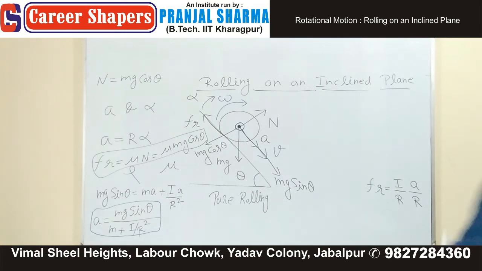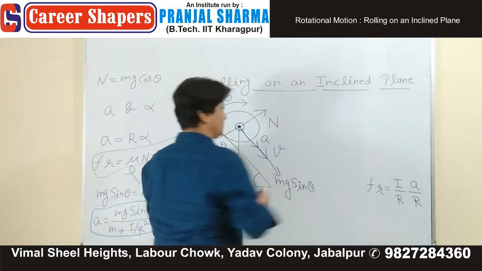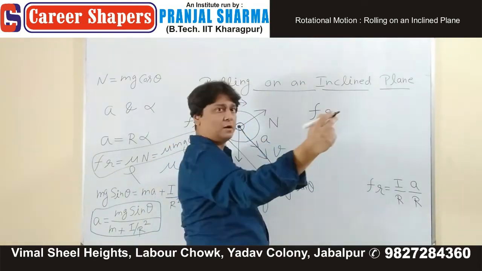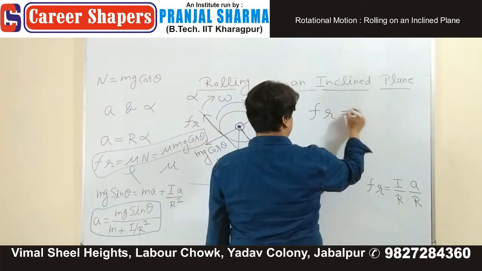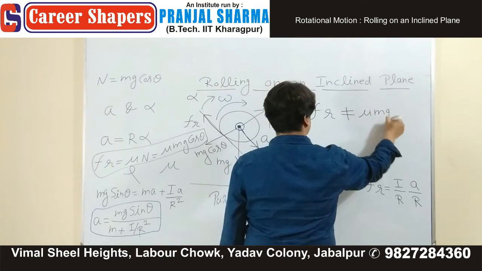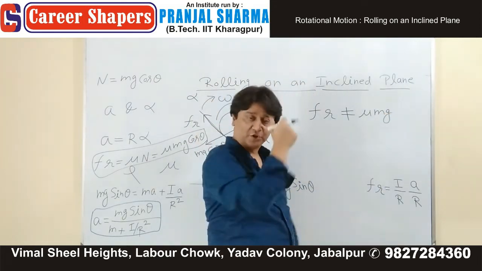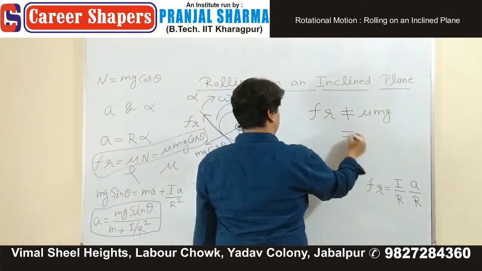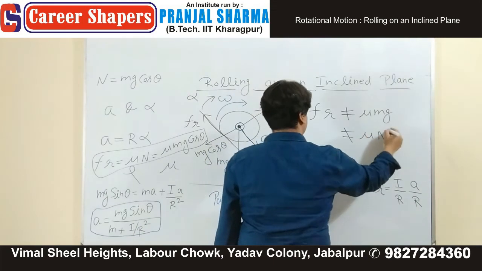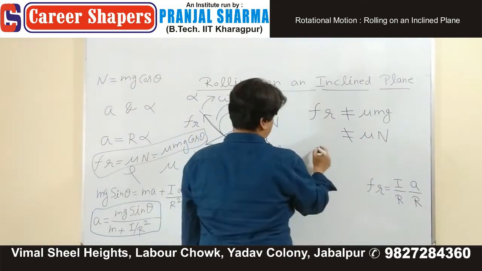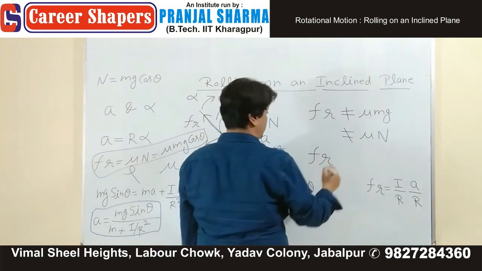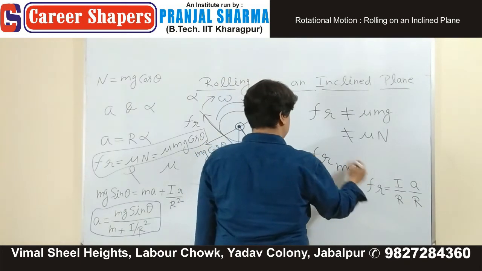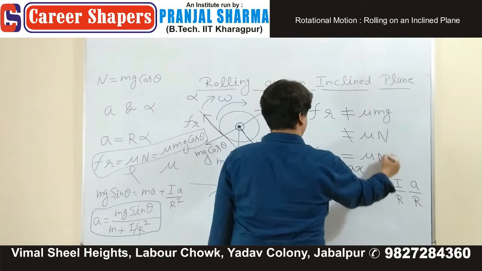No response. Look here. FR is not mu mg. मैंने इस तरह से बताया फ्रिक्शन में. ज्यादातर लोग क्या करते हैं, एफ आर म्यू एम जी. फिर ज्यादातर लोग क्या करते हैं, एफ आर इज म्यू एन. जो करना चाहिए वो ये है, एफ आर मैक्सिमम इज म्यू एन.